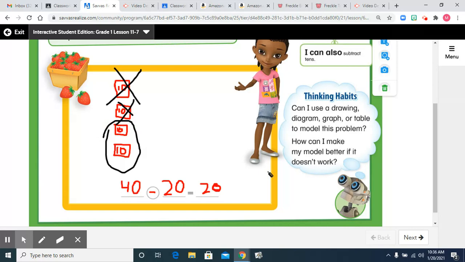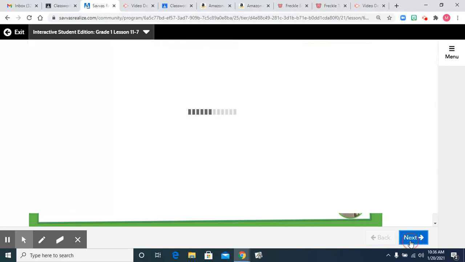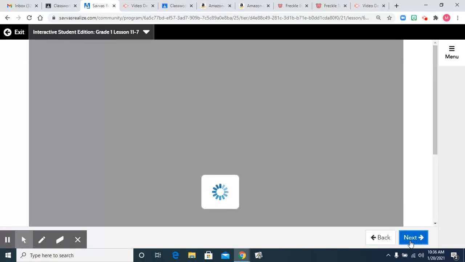Okay, many ways you could do that. 4 tens minus 2 tens is 2 tens. And then 0 ones minus 0 ones is 0. Whichever way is easiest for you, you can do it. All right, turn the page.